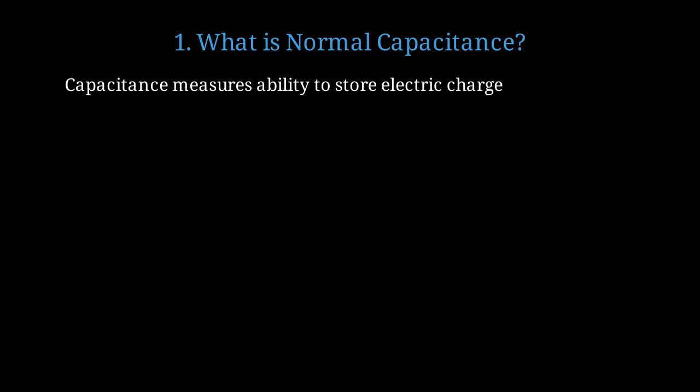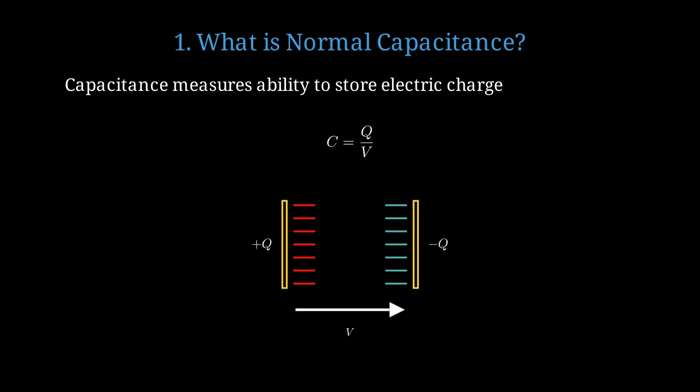Capacitance is the ability of a system to store electric charge when a voltage is applied. The basic definition is C equals Q over V, where C is capacitance, Q is charge, and V is voltage. In a normal capacitor, positive charges accumulate on one plate and negative charges on the other when voltage is applied.